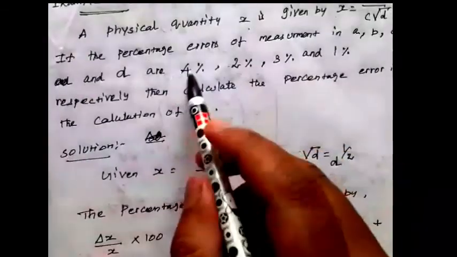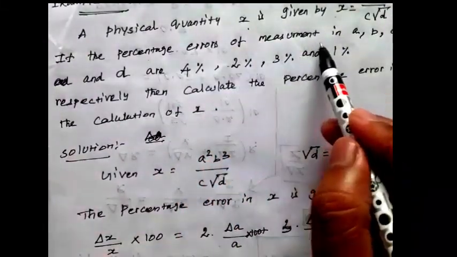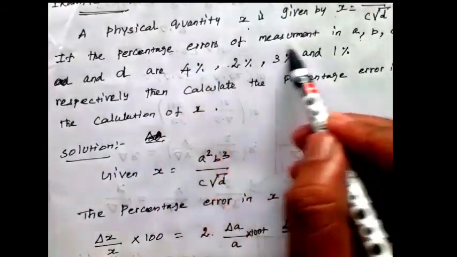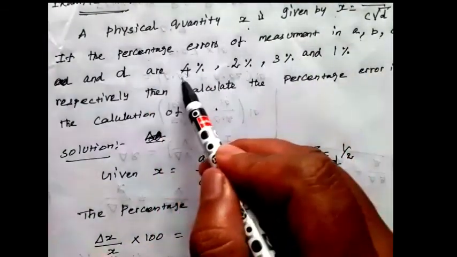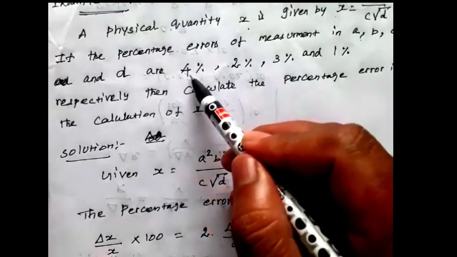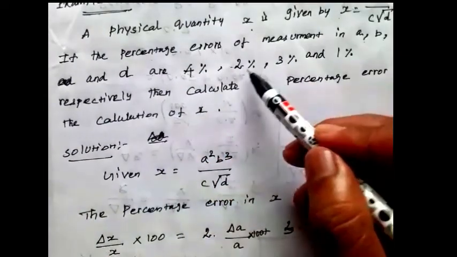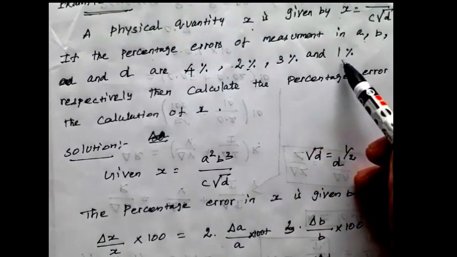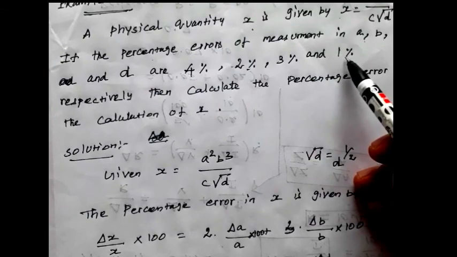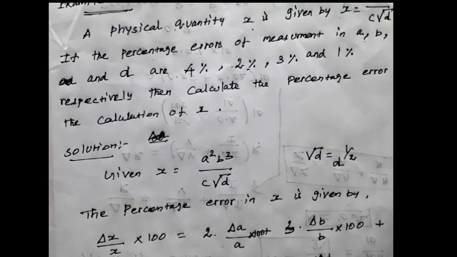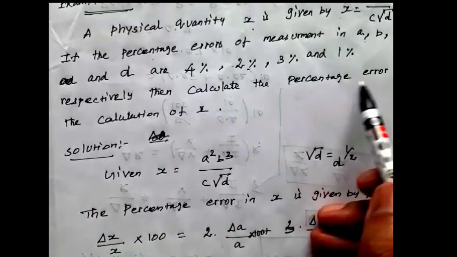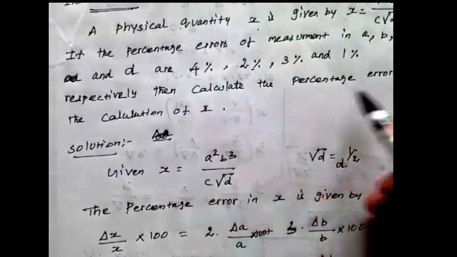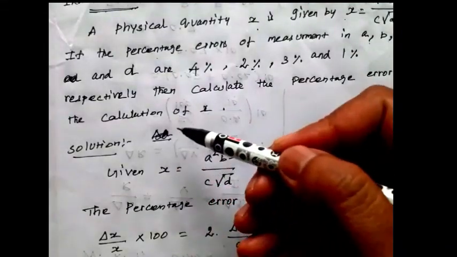If the percentage errors of measurement in a, b, c and d are given by del a by a is equal to 4%, del b by b is equal to 2%, del c by c is equal to 3%, and finally del d by d equal to 1%, then calculate the percentage error in the calculation of x.